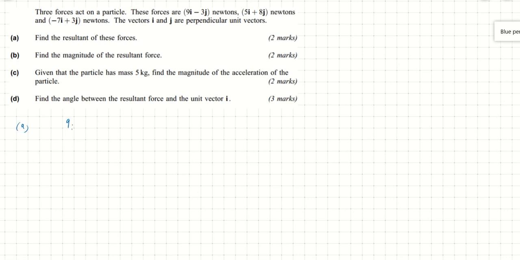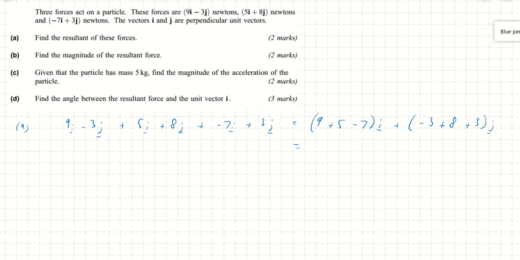So we have 9i minus 3j, that's my first force, and then plus 5i plus 8j, that's the second force, and then plus minus 7i plus 3j. That's the third force. Okay, now we collect i and j components. So how many i's do we have? Well, we have 9i, plus 5i, then minus 7i. That's the number of i's. And how many j's do we have? We have minus 3 plus 8 plus 3j.